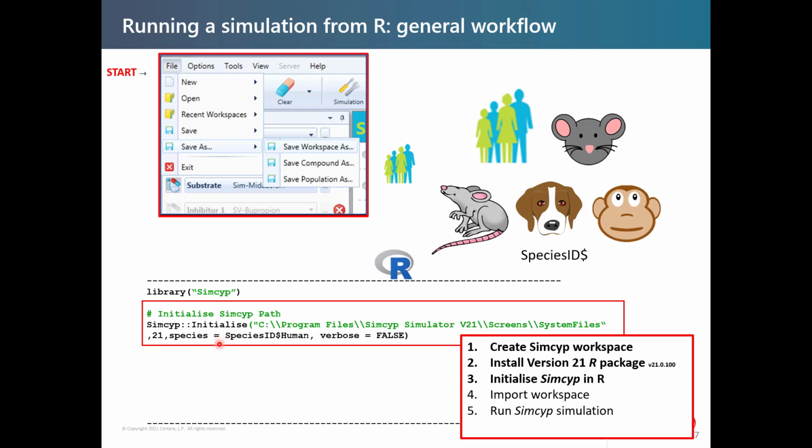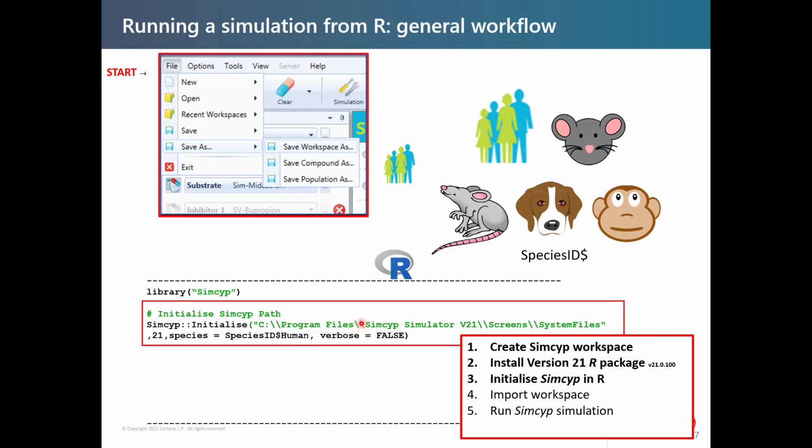To initialize Simcyp within R, we use the function called initialize. For this function, you need to specify the file path for the Simcyp simulator engine. And then within this function, you can also choose which species you want to initialize to. So in this example, we're using species ID to say that we want to initialize to the human simulator. If, let's say, you're interested in initializing to the animal species, you can specify the species ID, for example, to be the rat simulator. So this will initialize to any of the species available within Simcyp.